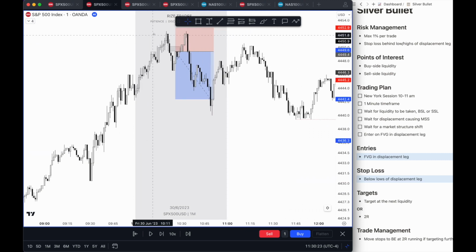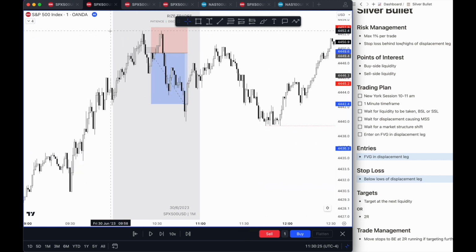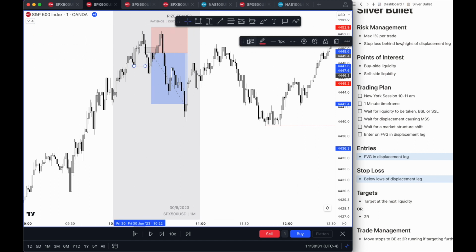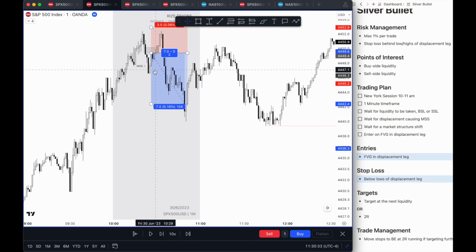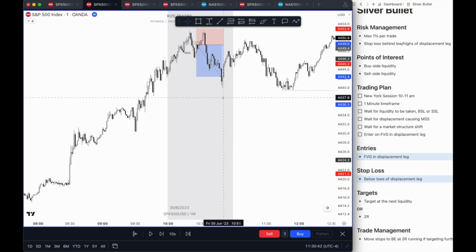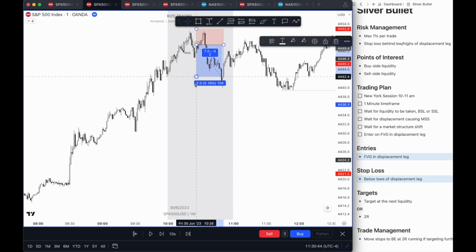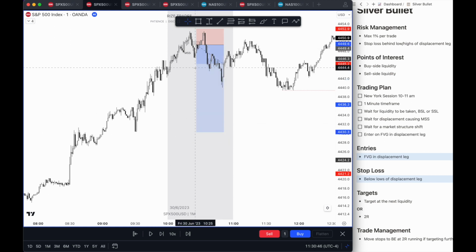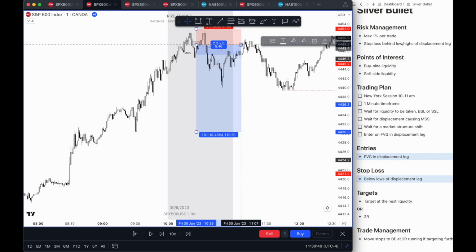Haven't got it drawn in here at the moment, but we would have come above buy side liquidity. We then got this market structure shift here, and then we took the entry from this fair value gap, stops above the highs once again, a fixed target of 2R. And then we got taken out. If you were targeting next liquidity, maybe that would have been down here. You would have got taken out at break even on this one.